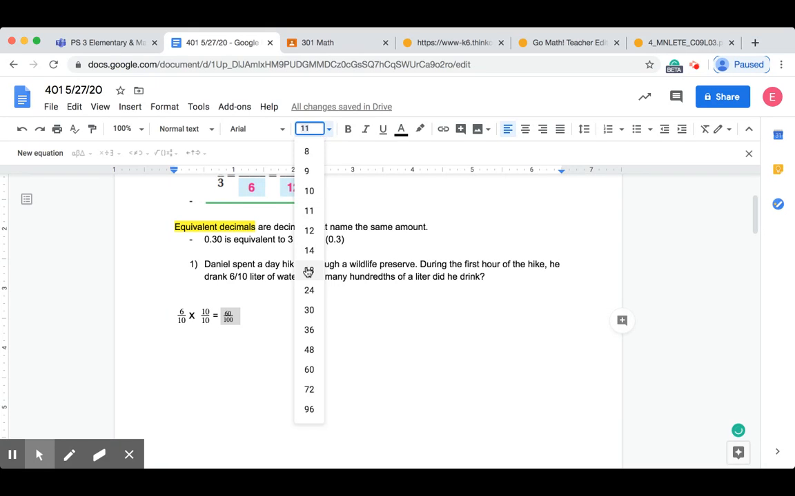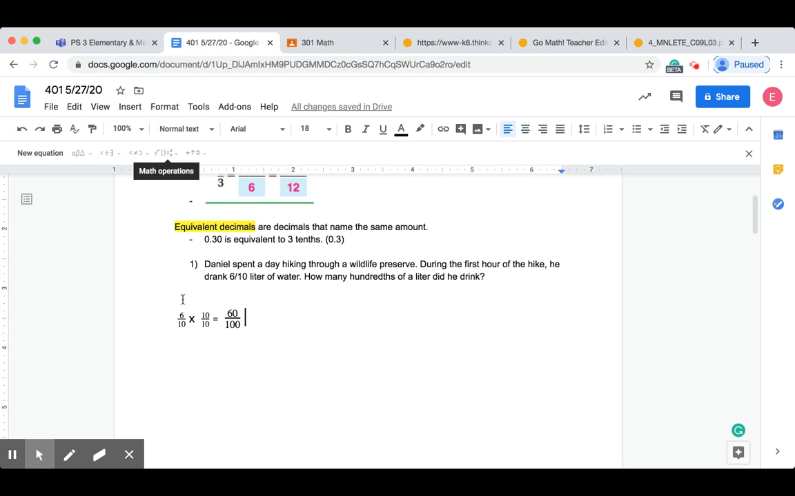Now, if you want to write it sideways, that's okay, how we've been doing, or you can use the new equation and you can select a fraction to use it that way. So again, we were looking for hundredths. So I had to multiply my tenths by 10, because I knew then that 10 times 10 is 100. And if my denominator is 100, then I know I'm talking about hundredths. So whatever I do to my denominator, I must do to my numerator. So 6 times 10 equals 60.